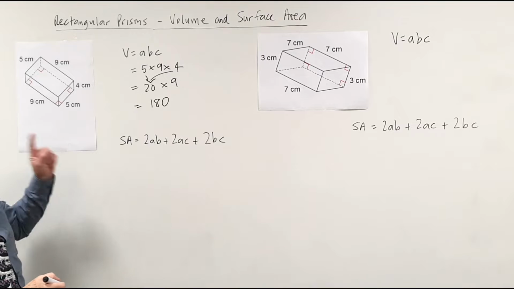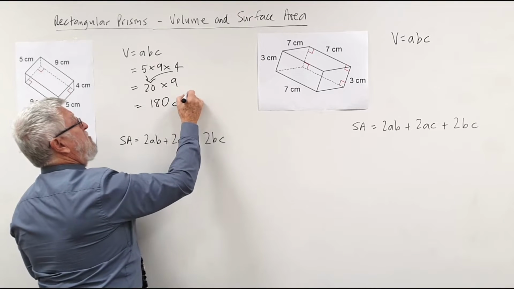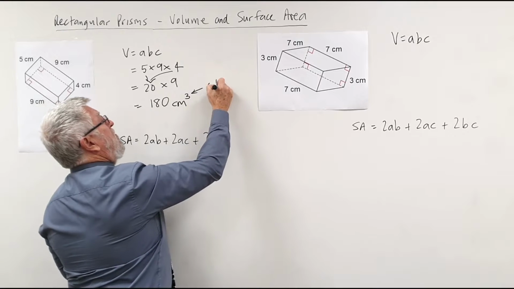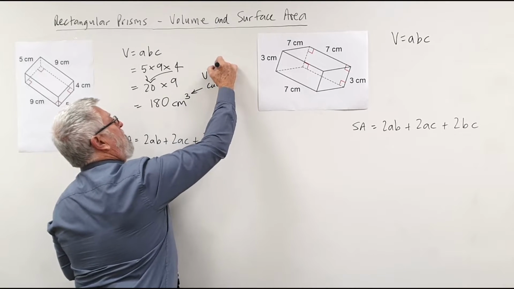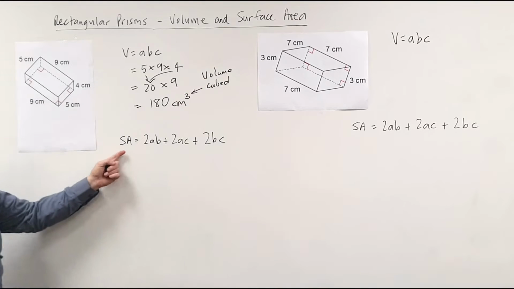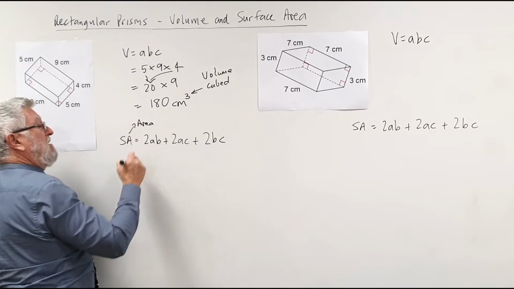So on this one here is volume. If we're talking about centimetres, we're going to have centimetres cubed. So when it's volume, we talk about cubed. Volume is cubed. The next one here is surface area. So we're talking about area in this one, and area is going to be squared.